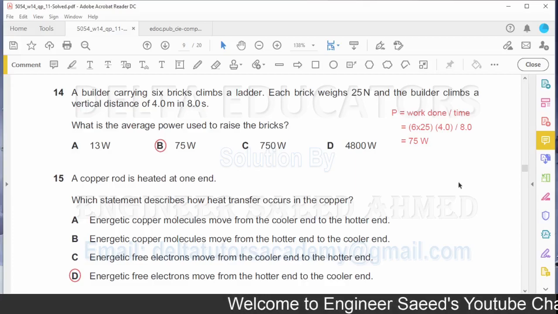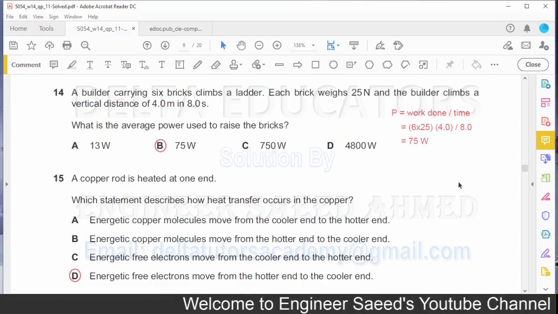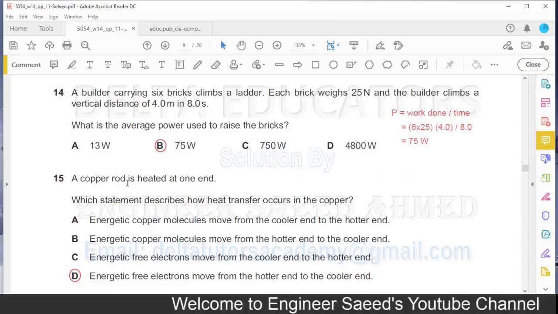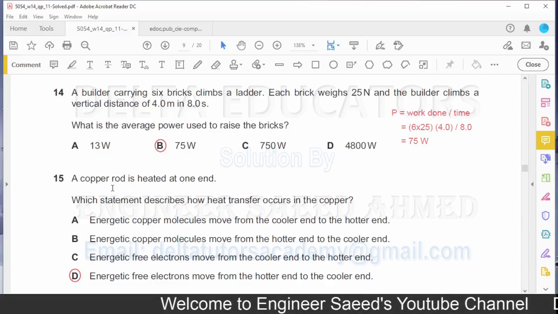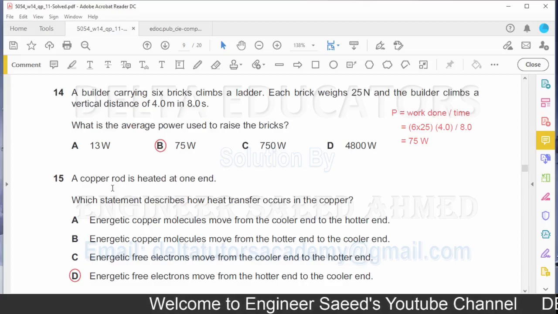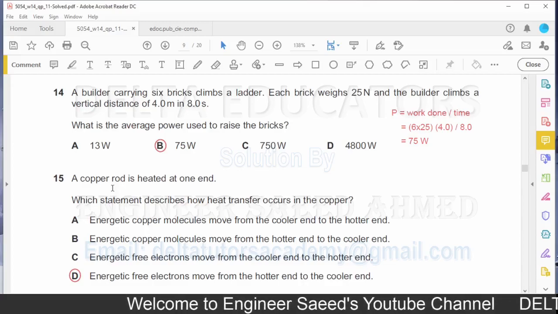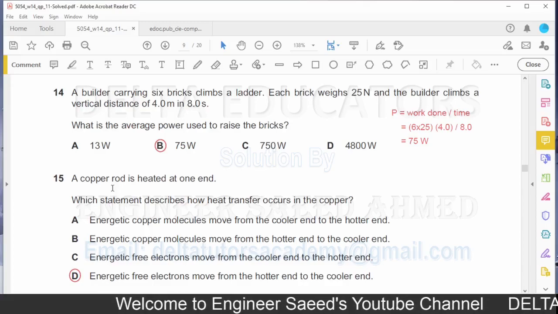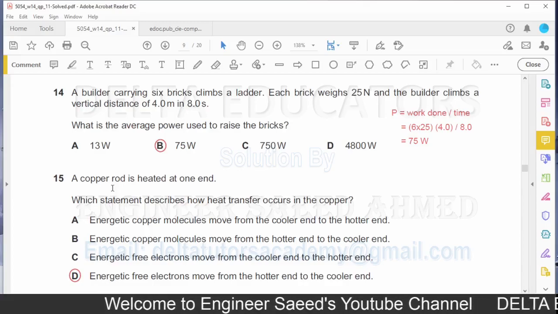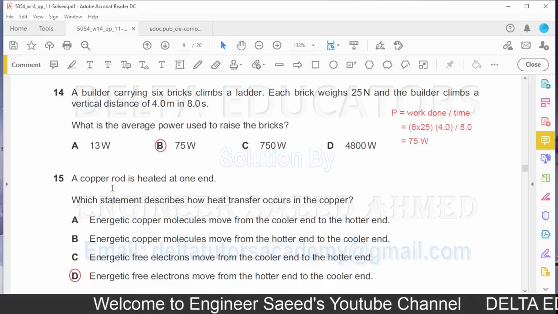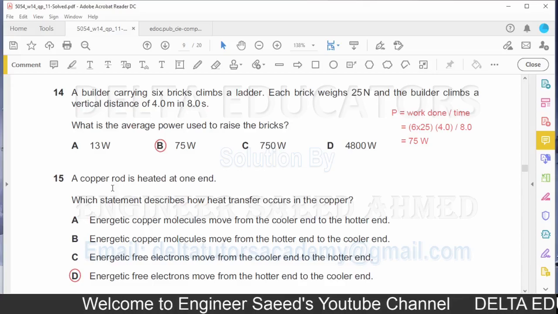Question number 15. A copper rod is heated at one end. Which statement describes how heat transfer occurs in the copper? Okay, first thing, copper is a solid. In solid, heat is transferred by conduction. Conduction means the atoms or the molecules vibrate, and because of the vibration of the molecules, energy is transferred from molecule to molecule, and in this way energy is transferred from one end to the other end.